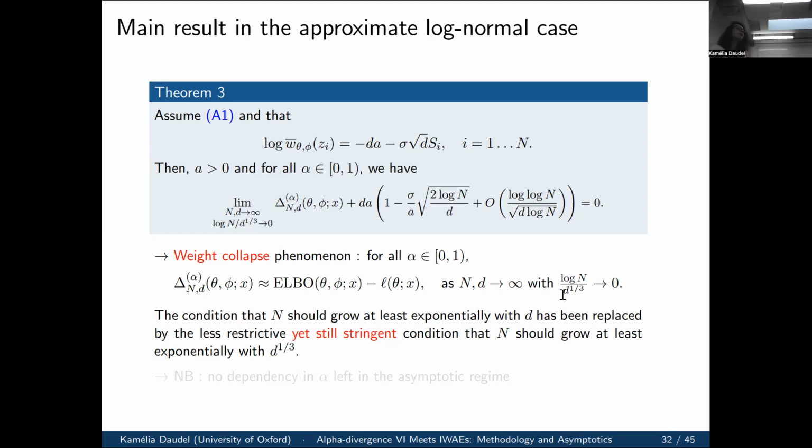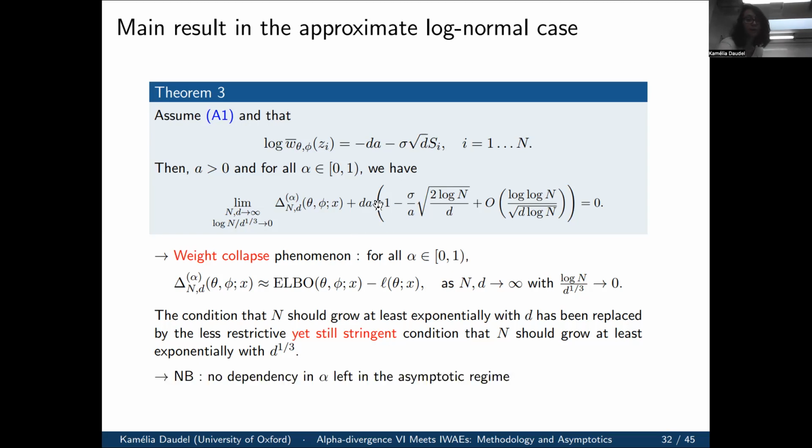Previously I was telling you, if we're hoping to get out of this weight collapse, we need n to be at least exponential in d. In the approximate log normal case, we need n to be exponential in d to the one-third. So the condition is less bad than it used to be, but it's still a bit stringent. But it tells you that maybe log normal is really bad, but approximate log normal or some other cases that we might be able to study might not have such bad conditions in practice.